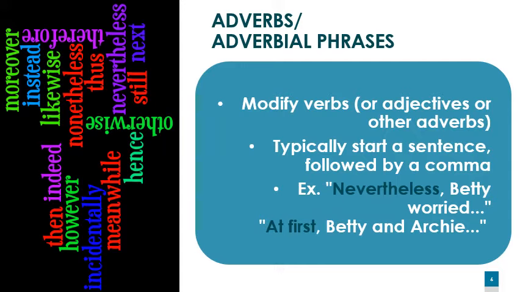So here are some examples. Nevertheless, comma, Betty worried. At first, comma, Betty and Archie. So these are words that begin our sentences, they set the tone for the rest of the sentence, and they provide a little bit of context to relate the sentence to the sentence that came before.